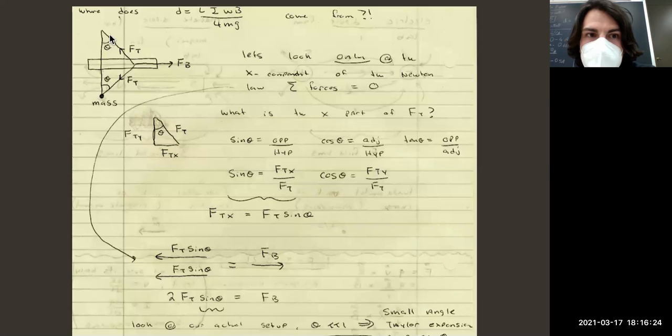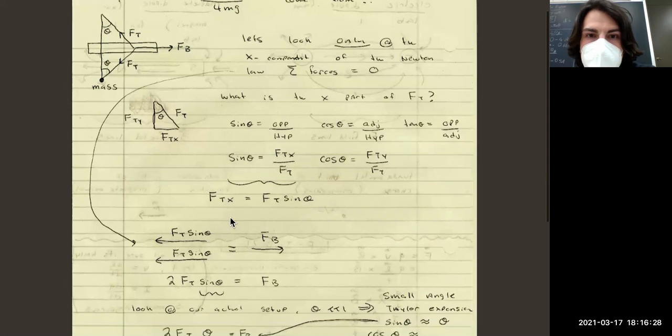And remember, I have two of them. So I have the force of the tension going up and the force of the tension going down. So my sum of the forces equals 0 is written as 2 F_T sine theta equals F_B, because I have both of those arrows. So the one going in the right and the two going in the left.